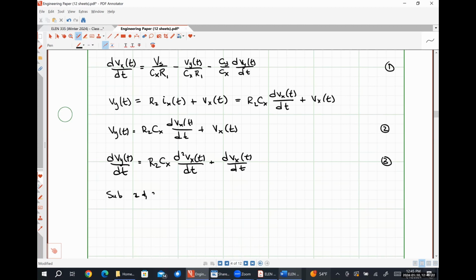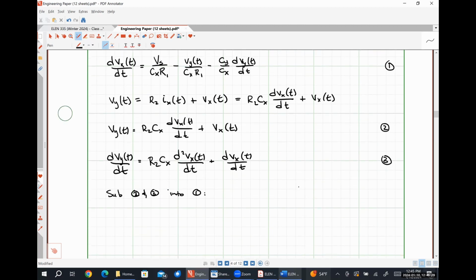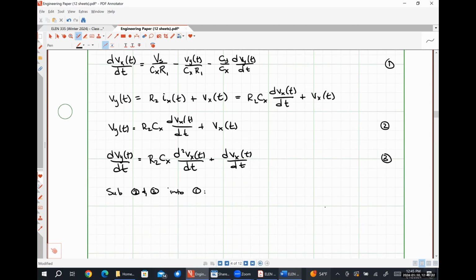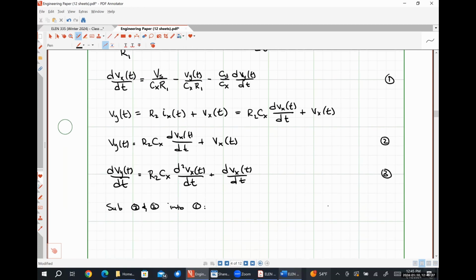And now I can sub 2 and 3 into 1, right? So in equation 1, and that'll be fine. To skip a step here, I'm going to move this Vy over Cxr1 to the left-hand side, move this Cy over Cx times the derivative of Vy over to the left-hand side so that all of my Vx terms will wind up being on the left-hand side.